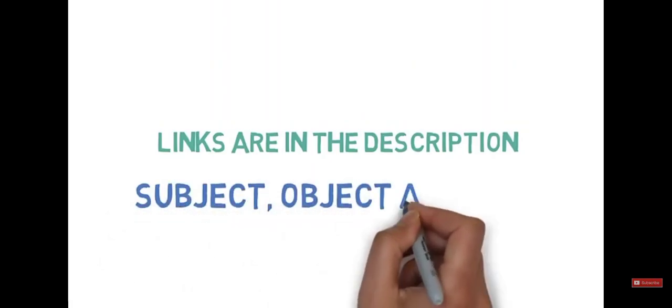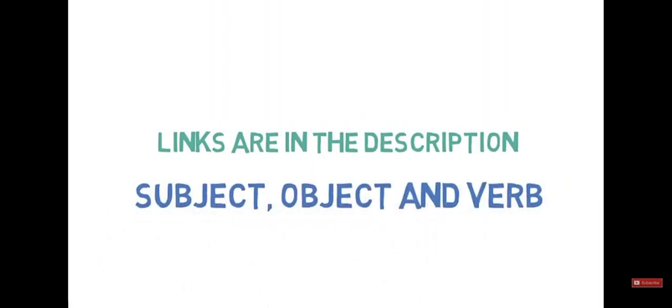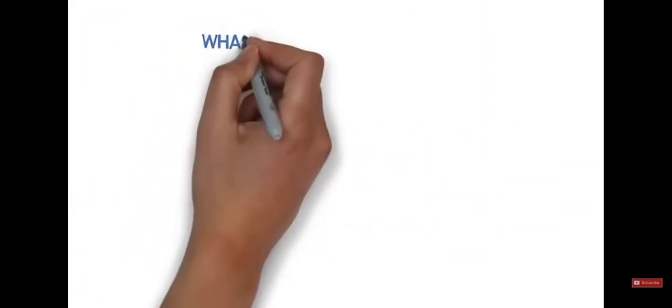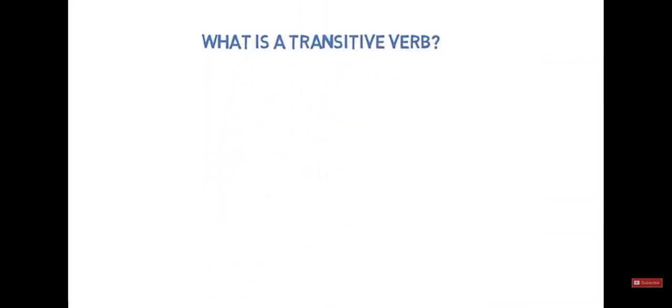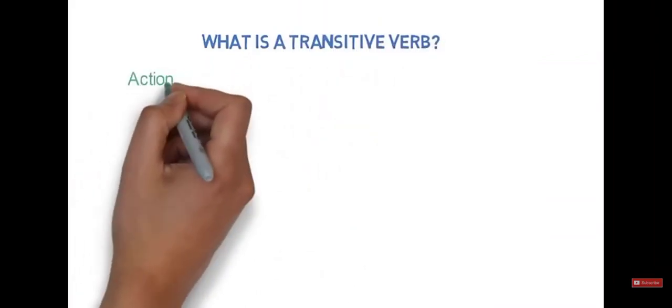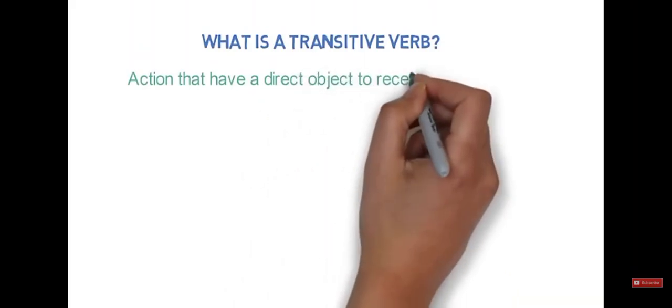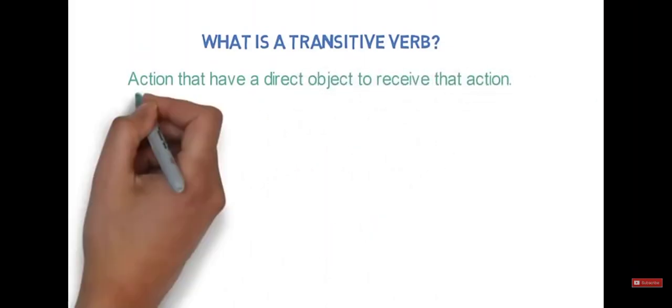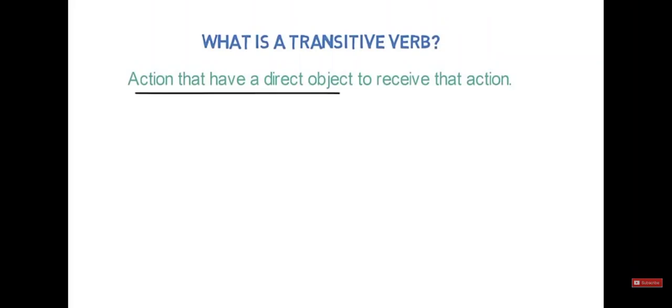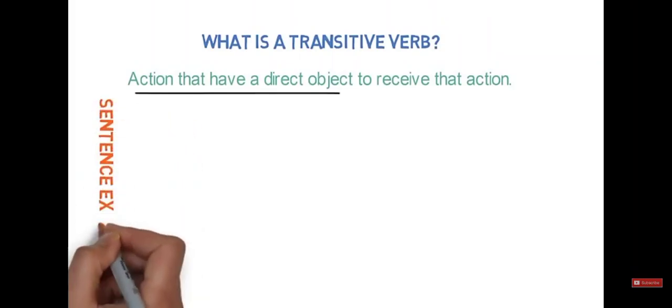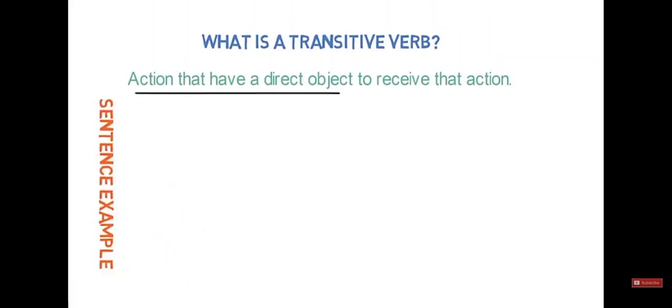Now that you are clear with what is subject, object and verb, let's look into the main topic of today, which is transitive and intransitive verbs. So what is a transitive verb? Transitive verb is an action that has a direct object to receive that action. So it's an action verb with a direct object. Let's look into a sentence example to make things clear.